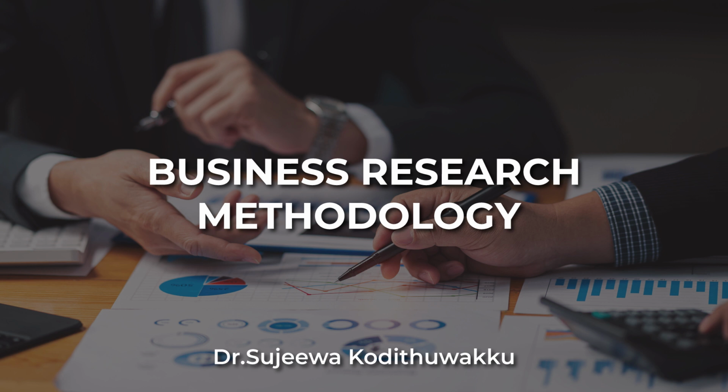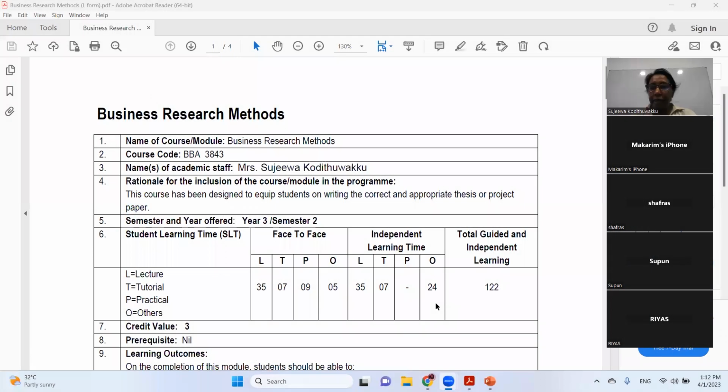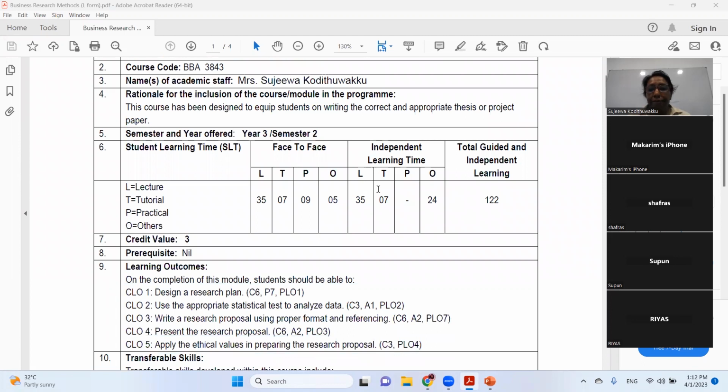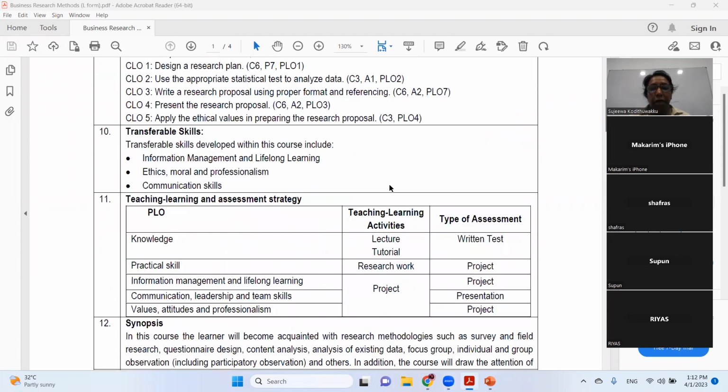I think you received the course guide, isn't it? Shall I share the course guide? We have received. Okay, then this is the course guide. Can you see the screen? Yes, ma'am. So this is the course guide for you, and I won't discuss all of it. Simply, I will go through the most important sections of the course guide.